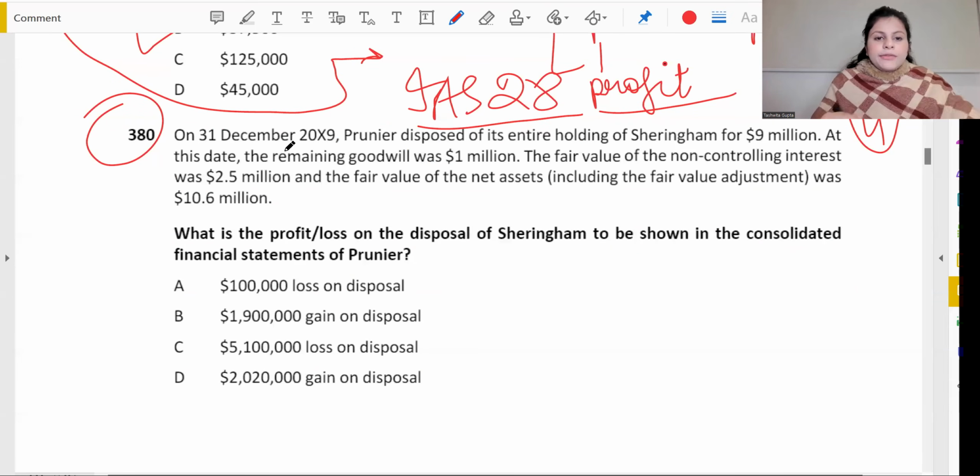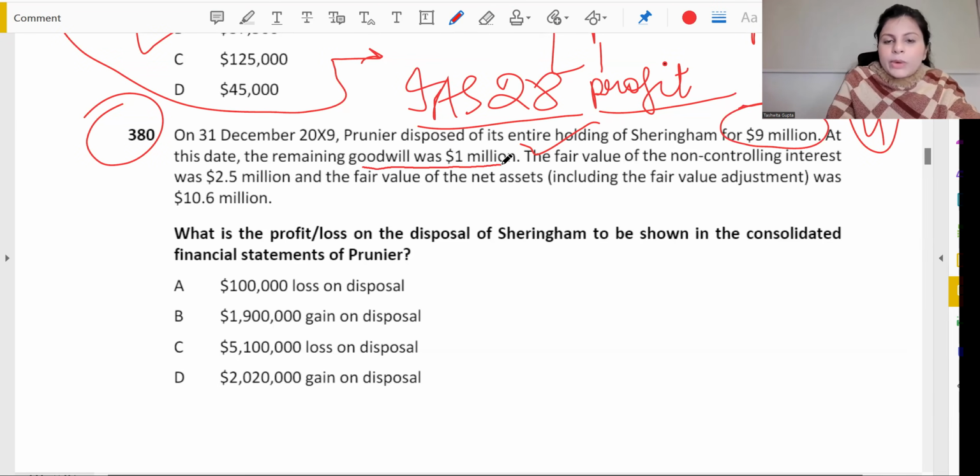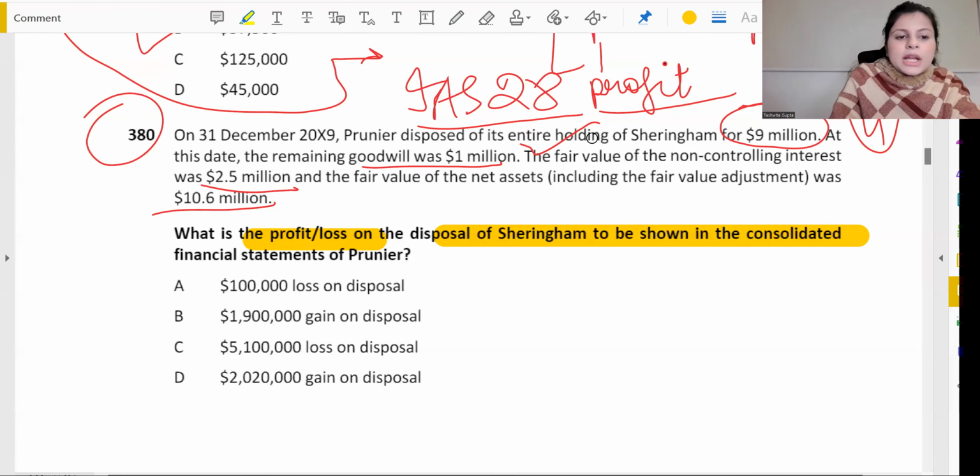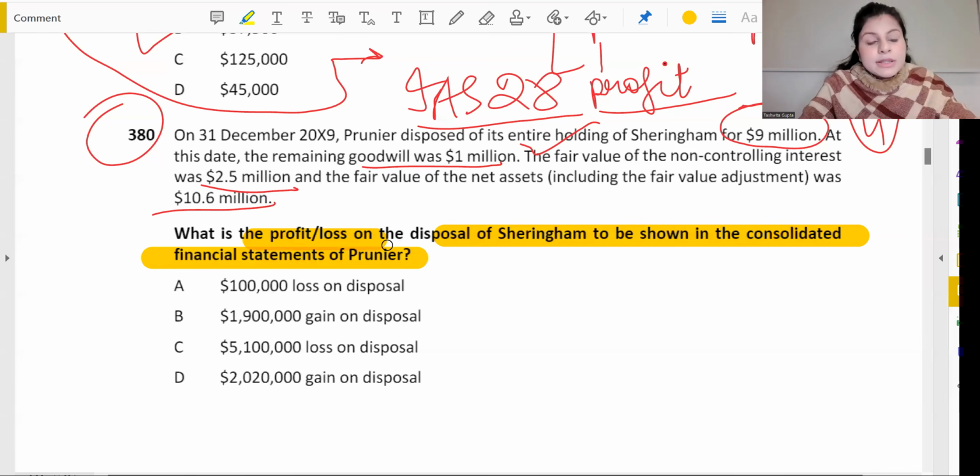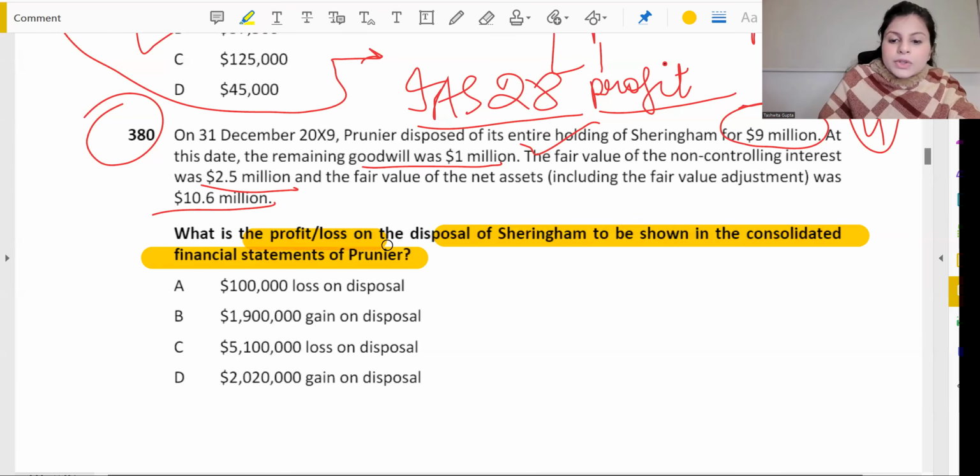On 31st December, parent disposed its entire shareholding of subsidiary for 9 million. At this date, the remaining goodwill was 1 million, the fair value of NCI was 2.5 million, and the fair value of net asset was 10.6. So they are asking me, what is the profit or loss on disposal of subsidiary to be shown in consolidated financial statements?